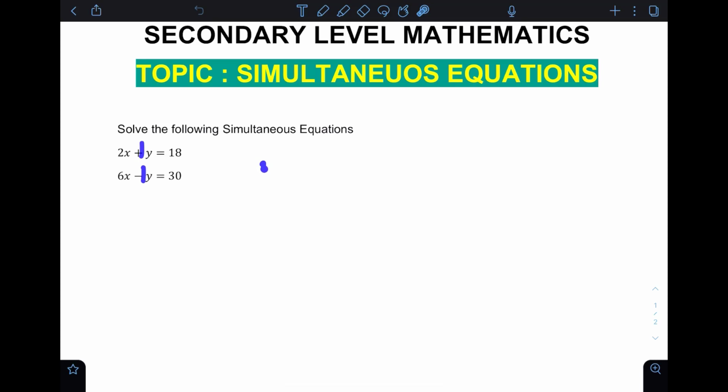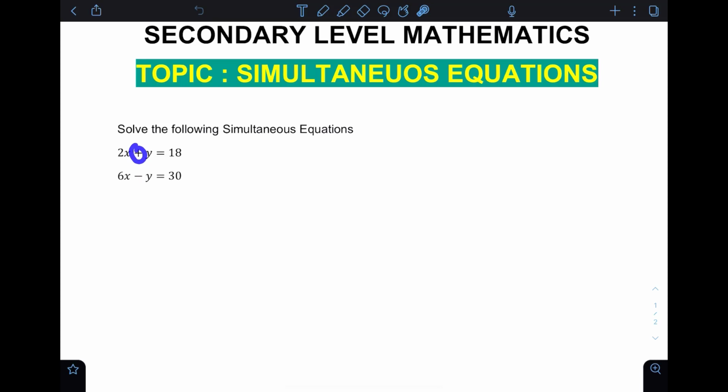Now let's say you want to eliminate x. Then you need to make sure that both are the same numbers here. The 2 and 6 must be the same. So how to make 2 and 6 the same? You just take this first one times 3. But in this question, it's way easier to eliminate y because it's already 1 and 1 here.